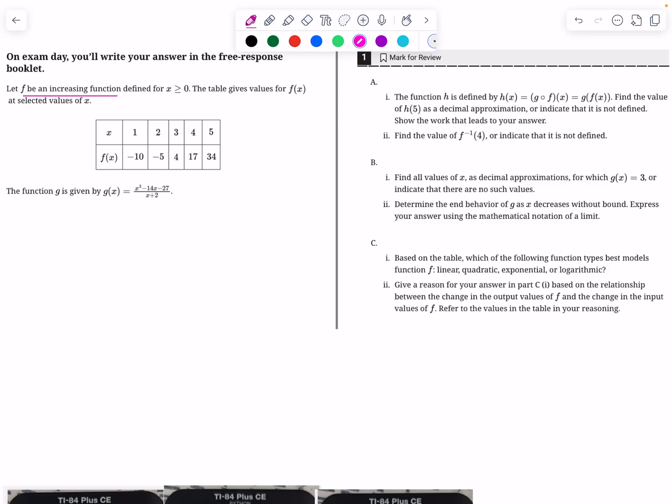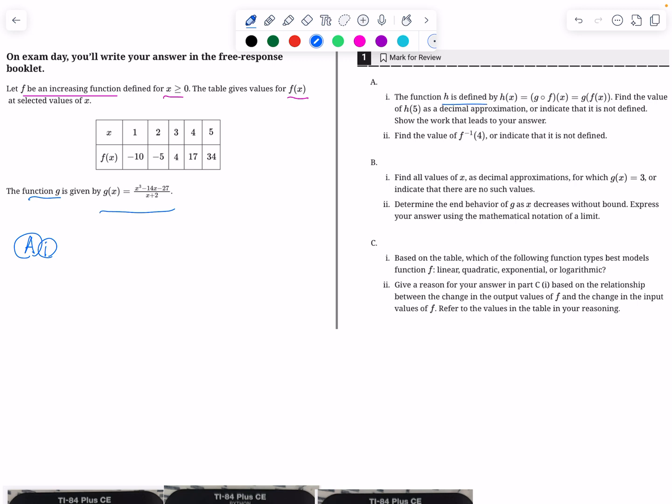Increasing function defined for x is greater than or equal to 0. The table gives values for f of x at selected values of x. The function g is given by g of x equals x to the third minus 14x minus 27 over x plus 2. So there's multiple parts to it. We're going to break it into parts. And so the first one, we're going to do a, which is Roman numeral 1.